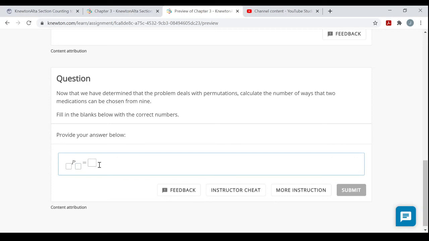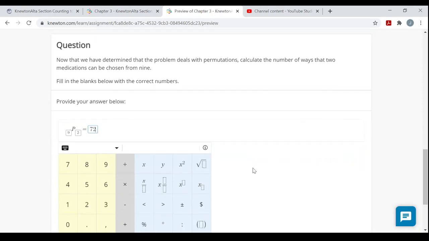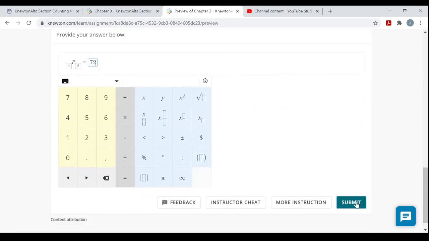Now they're asking for the number. How many? Now that we have determined the problem deals with permutations, calculate the number of ways that the two medications can be chosen from 9. So again, they have the 9 medications. They're picking 2 of them in a particular order. 9P2, or just 9 times 8, right? You have 9 choices for the first drug, and then you'd have 8 choices for the second drug. 9 times 8, 72 possible ways you can administer those 2 drugs in different orders.